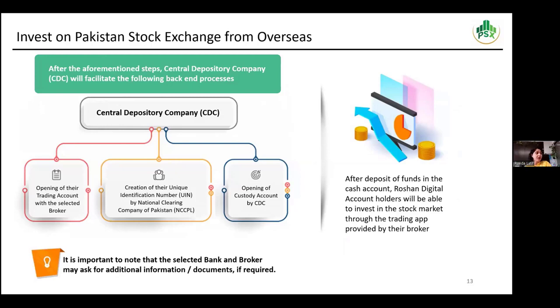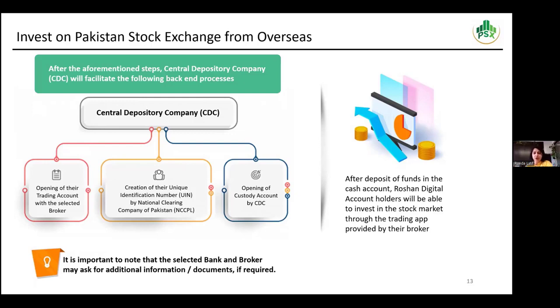They initiate the trading account opening. They initiate creating your unique identification number and your custody account. So once you've clicked submit, these three steps will be taking place at the back end, which of course you're not aware of, but it happens in the background. If the broker wants more information, they might reach out to you.